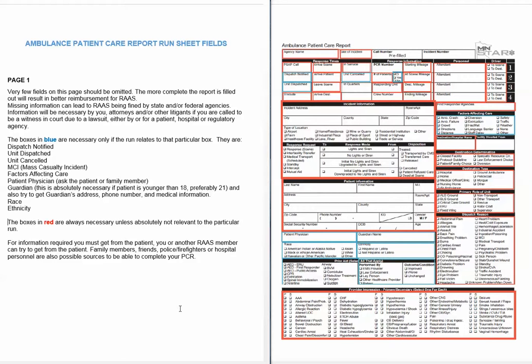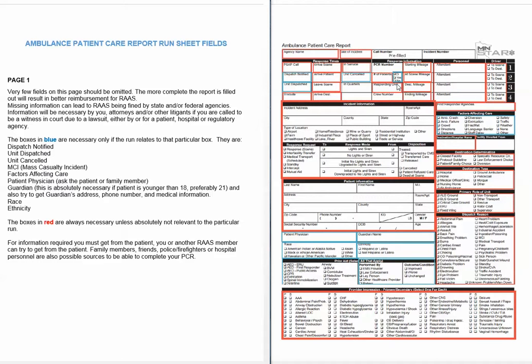They are the dispatch notified, which is this field right here, the unit dispatched, that's our unit number, like 207, 208. The MCI number, that's over here, the mass casualty incident field. Factors affecting care. Patient, physician, ask the patient or family member for that information.